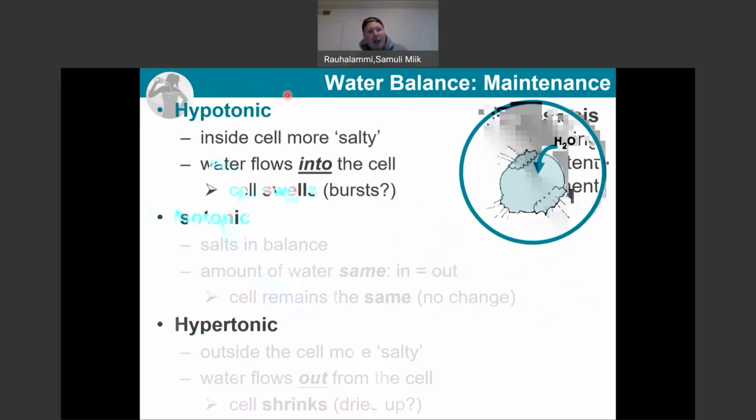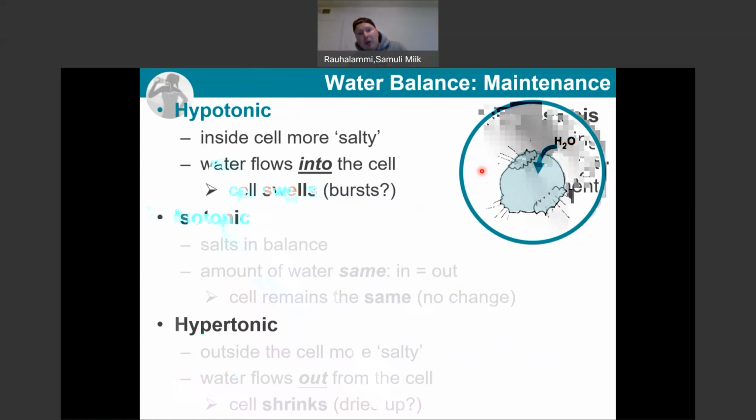So in hypotonic conditions, the inside of the cell, which I have colored blue in this diagram, contains more electrolytes, or you can think of it as being more salty. So water tries to even out the concentration of salts on both sides of the cell membrane, inside and outside of the cell. How we try to balance this concentration difference is that we direct water into the cell. We're hoping that we're able to dilute the contents of the cell to be equal to what it is outside the cell. So water is now flowing inside the cell.